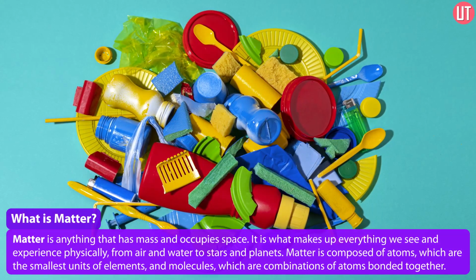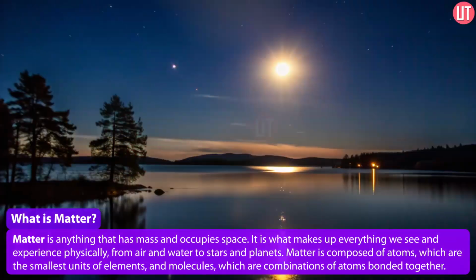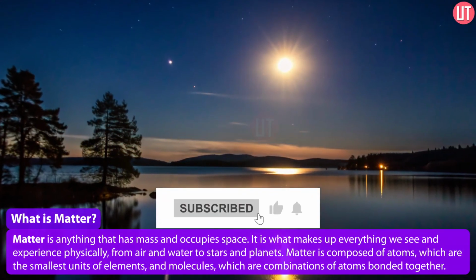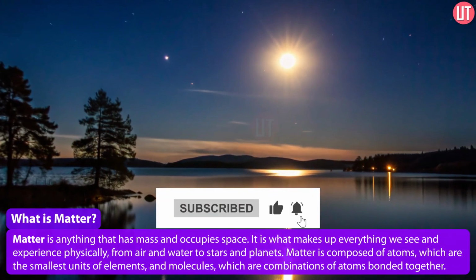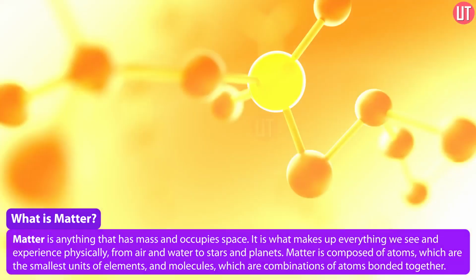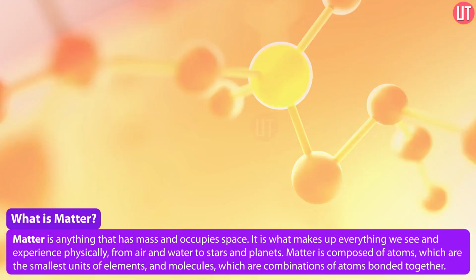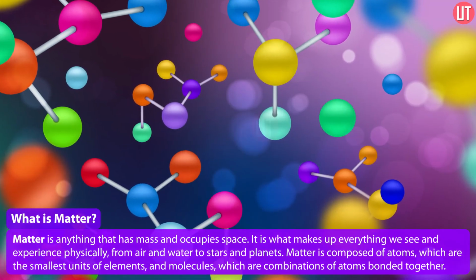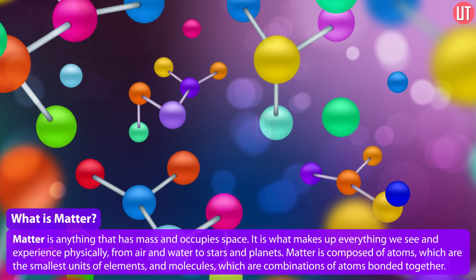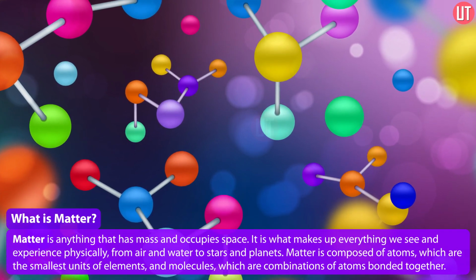Matter is anything that has mass and occupies space. It is what makes up everything we see and experience physically, from air and water to stars and planets. Matter is composed of atoms, which are the smallest units of elements, and molecules, which are combinations of atoms bonded together. Let's understand matter in detail in this video.